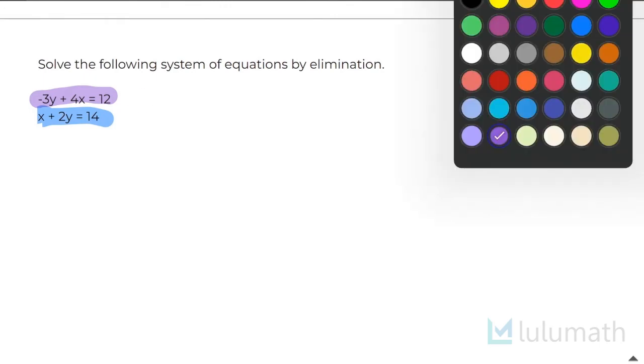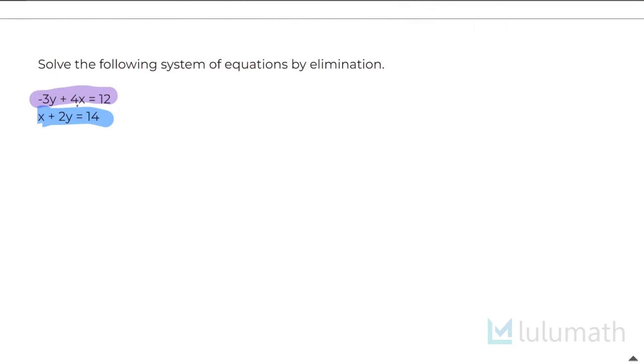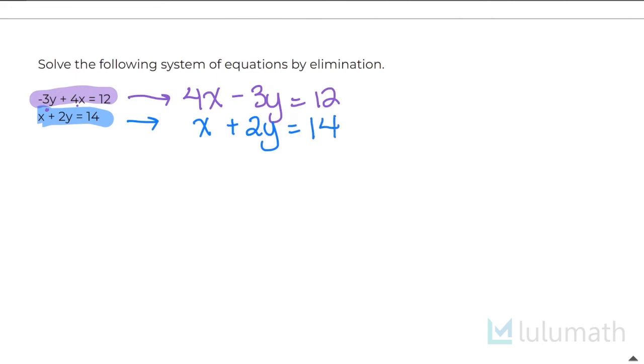So here, instead of negative 3y first, I'm going to write 4x first, and then I'm going to write the negative 3y, and then equals 12. And then I can just copy down this x plus 2y equals 14 right here, okay? So since I decided to eliminate the y's in the last question, I'm going to eliminate the x's in this question. So here my coefficients are 4, and then my other coefficient here is a 1. Okay, you don't see it, but it has an invisible 1 right here.